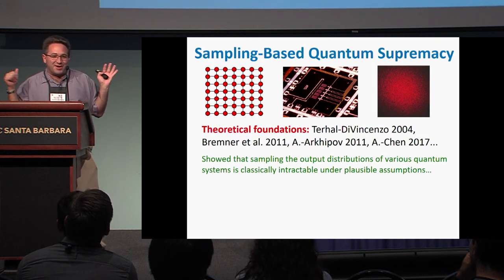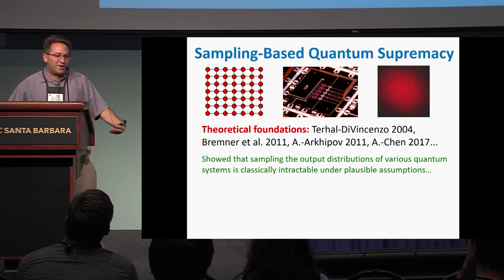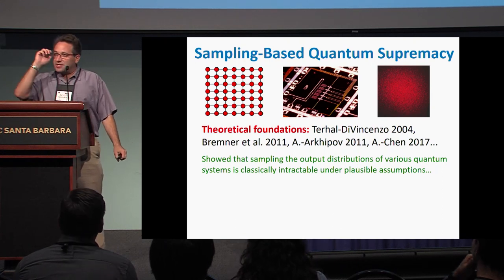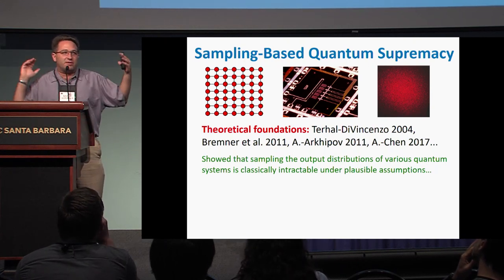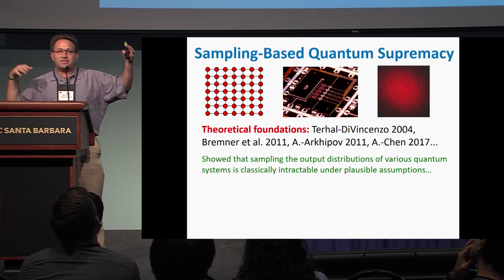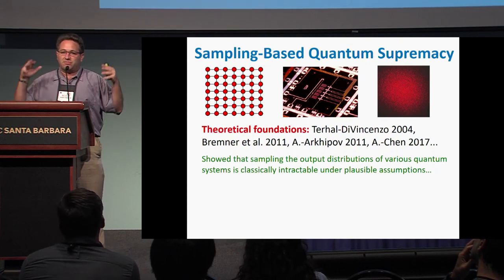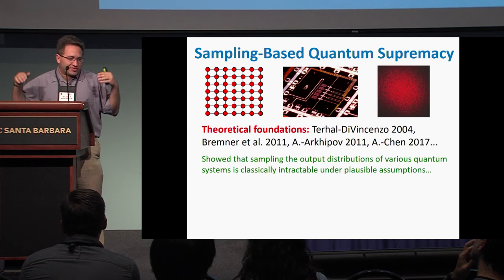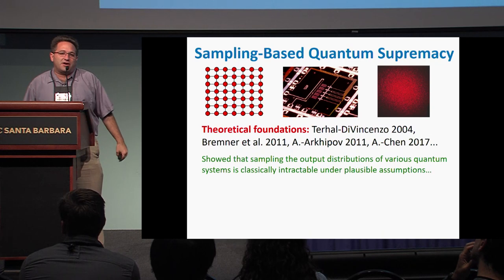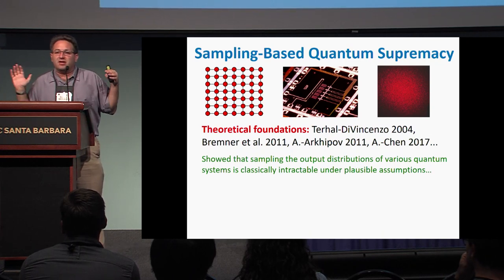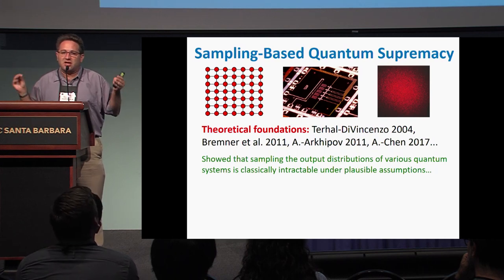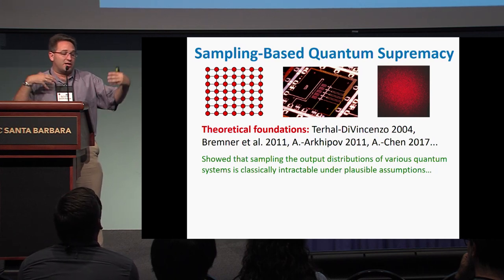So the most basic proposal for demonstrating quantum supremacy is almost tautological, right? You would just take some kind of sequence of gates or some unitary transformation on your qubits that leads to sampling, let's say, from some probability distribution over n-bit strings, if you have an n-qubit quantum computer.